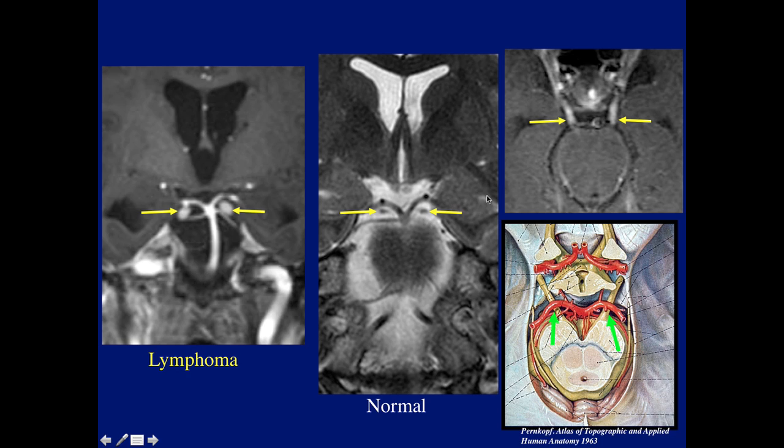And this is the classic view where normally you should see the third nerve on the coronal T2, again, between the posterior cerebral and the superior cerebellar artery. So here's the third nerve, and here we see it in lymphoma, markedly enlarged, enhancing between the posterior cerebral artery and the superior cerebellar.